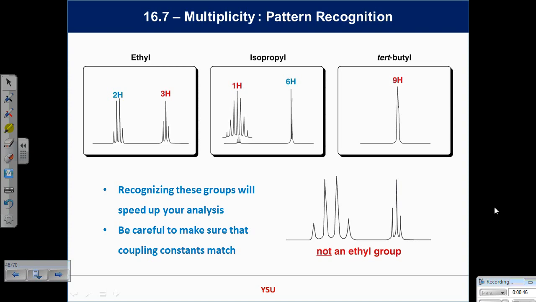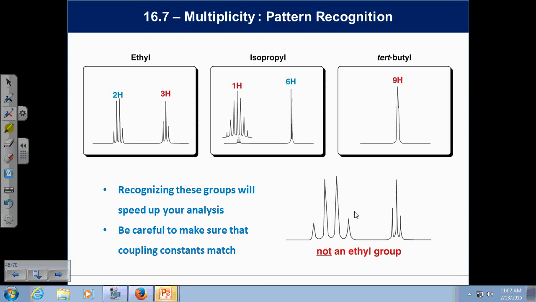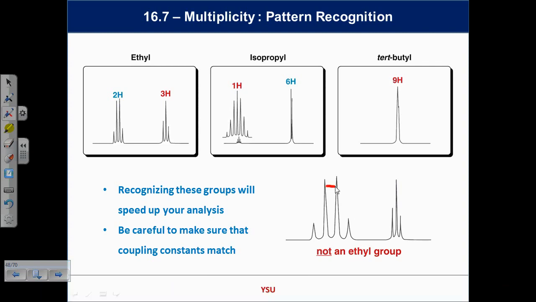So these are the typical ones that are very obvious. These are the things that you should know from now in terms of what they look like, and be careful. The example at the bottom is showing something that is not an ethyl group. Why? The gap between here and the gap between here is quite different, right? The coupling constant is very different, so therefore they cannot be communicating.